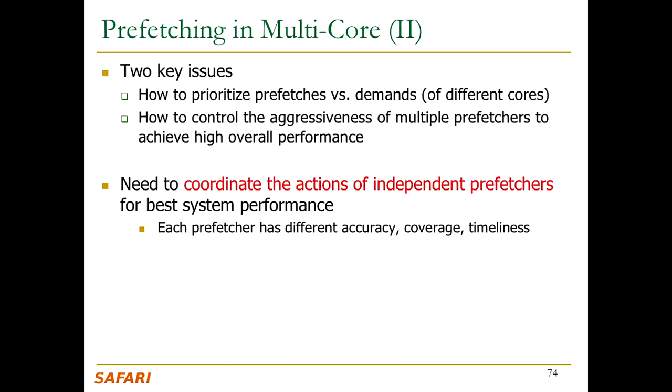Because you may actually be increasing your aggressiveness thinking that you're very accurate, very nicely timely, the prefetcher is doing well, but you may be destroying the performance of some other core that's doing whatever, right? It could be prefetching or not prefetching, but because your prefetcher is controlled based on local information, you may actually lose performance significantly. So you basically need more global information.